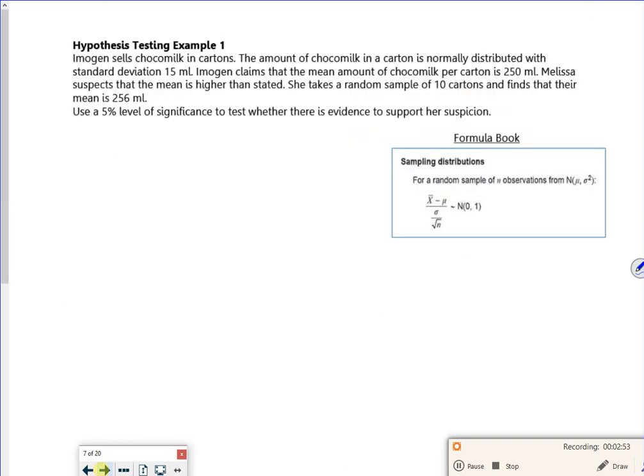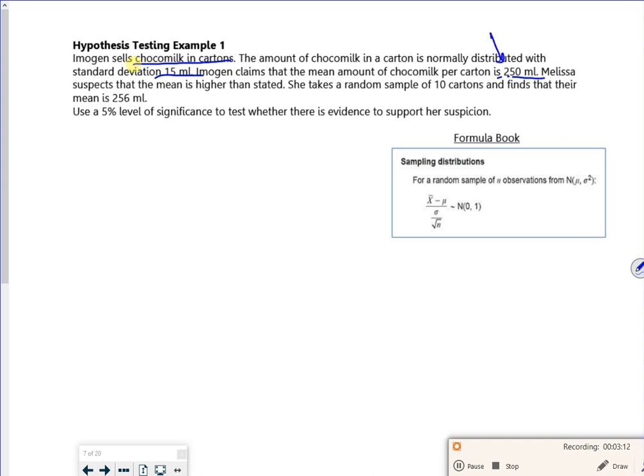So let's have a look at this. We'll do it in both ways, side by side, so you can see the differences. So we sell choco milk in cartons. Don't know why I underline that, maybe because I fancy a choco milk. So we've got a standard deviation of 15, and the mean is 250.